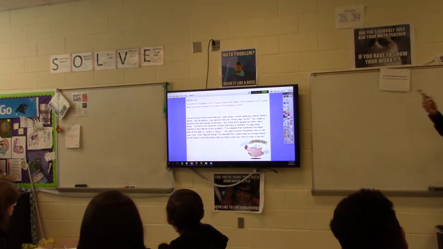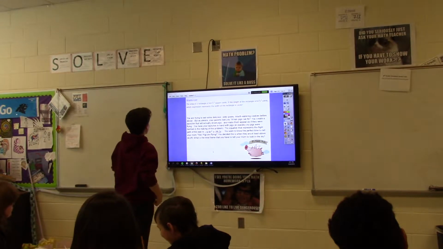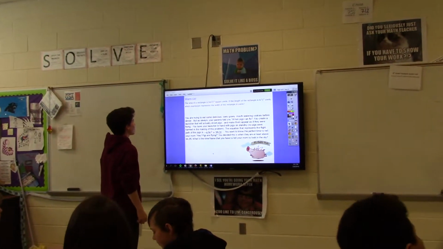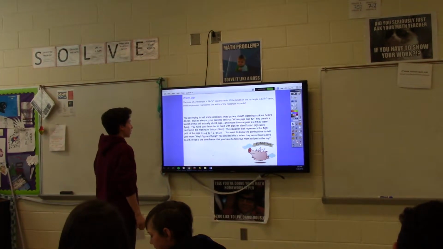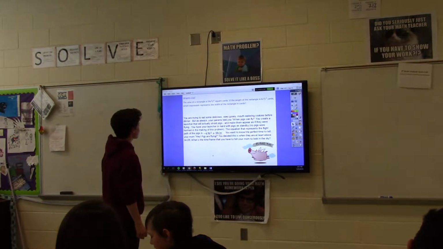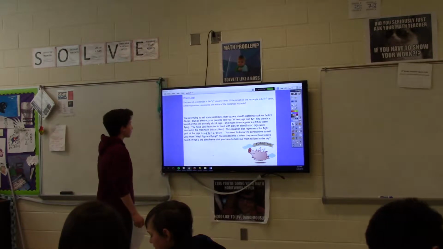So, Logan, read the problem out loud real quick. The area of a rectangle is 54x^9y^8 square yards. If the length of the rectangle is 6x^3y^4 yards, which expression represents the width of the rectangle in yards? Logan, so what's important in that problem?